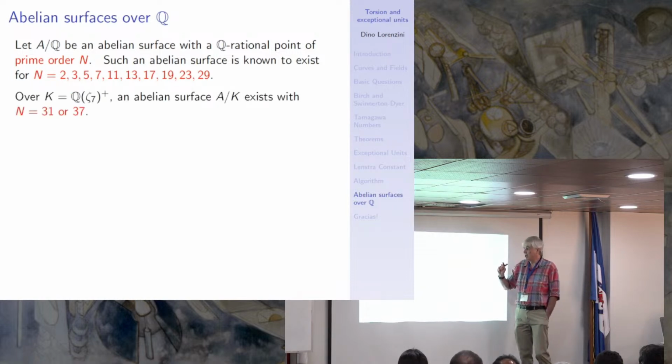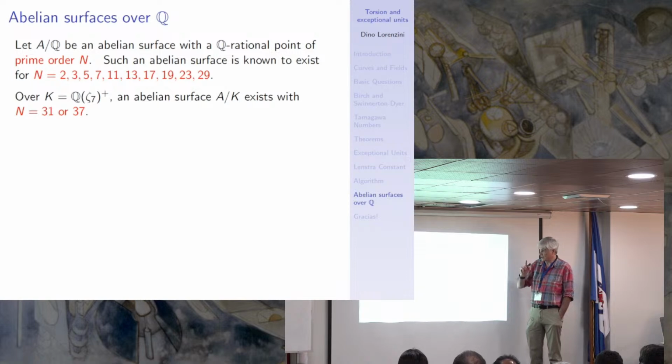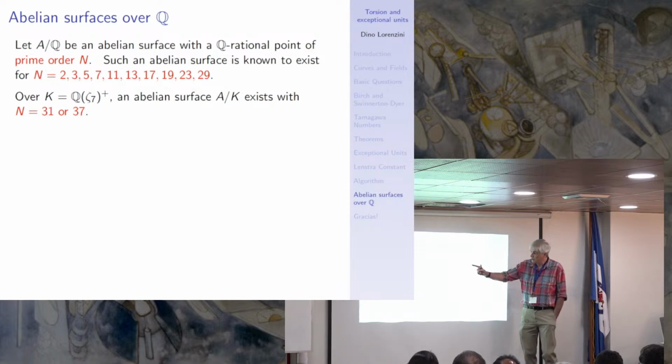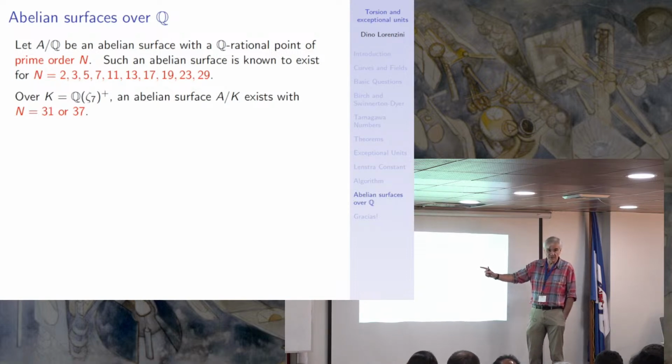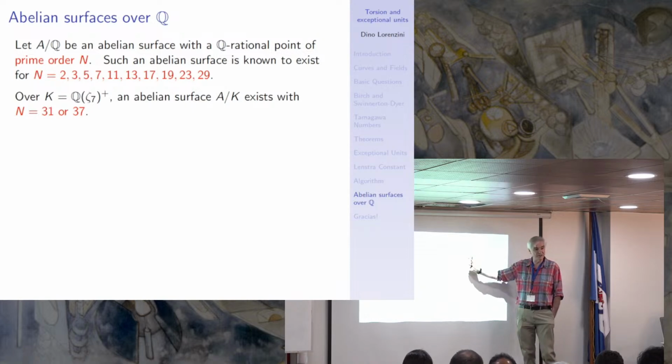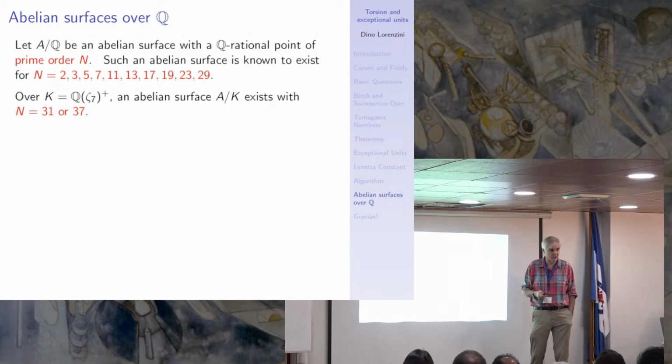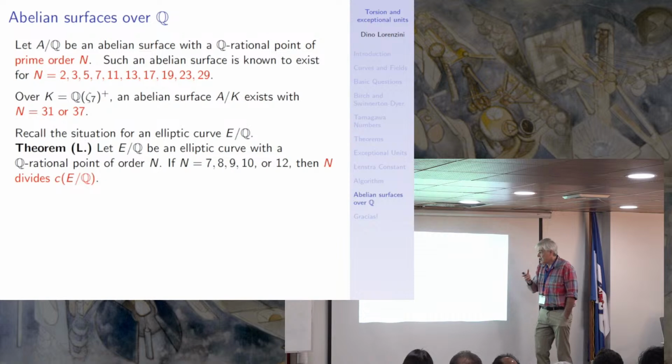Over Q(zeta_7)+, that's a cubic field, then you can do 31 and 37. 31 is an example of a curve by Noam Elkies, and 37 is a Weil restriction of a curve that I found of degree 6. You take the Weil restriction of degree 2, and you have that. But that's it. These are the known examples over Q of torsion points, right? So already there, we don't know what is the truth in terms of what torsion you can find. Okay, so the situation over Q, that's what I told you.